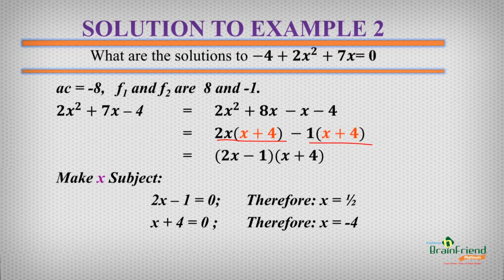You now see that the x plus 4 and the x plus 4 in both brackets are the same. So we go to the last stage, which is now 2x minus 1, this value is here, and x plus 4, any of them in the bracket. We make x subject, and by doing that, we have 2x minus 1 equal to 0. That will now mean we have x is equal to 1 over 2. Next, we also have x plus 4 is equal to 0. Therefore, x is equal to minus 4. All we did was follow the same steps as we did before.